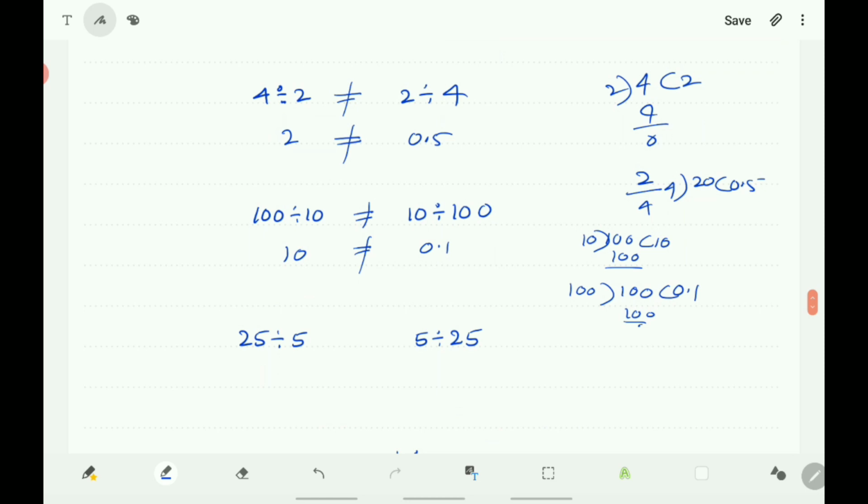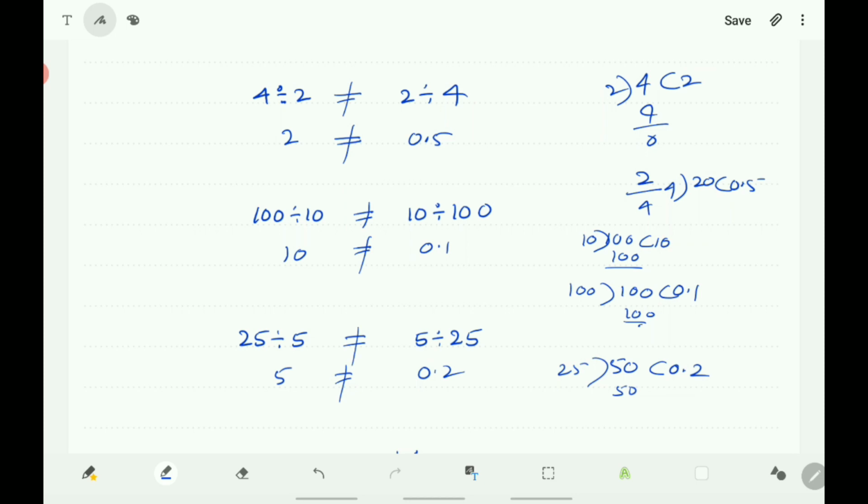Similarly 25 divided by 5. You know that 25 divided by 5 is 5. And 5 divided by 25, that is 0.2. So here 5 is not equal to 0.2. Therefore 25 divided by 5 is not equal to 5 divided by 25.